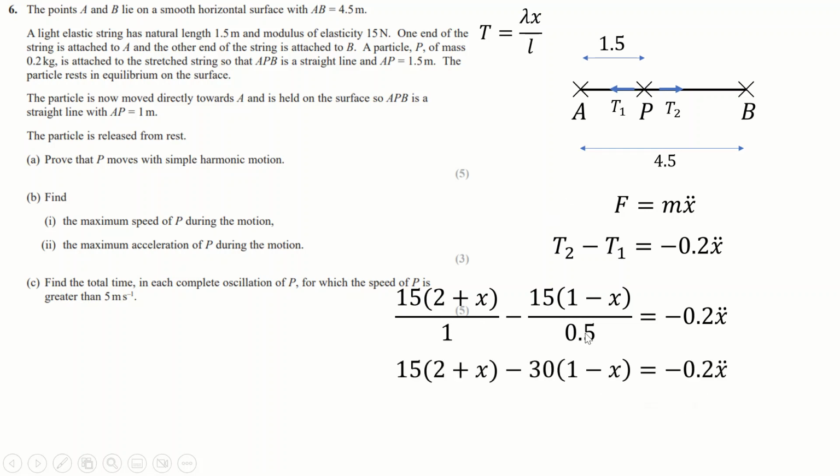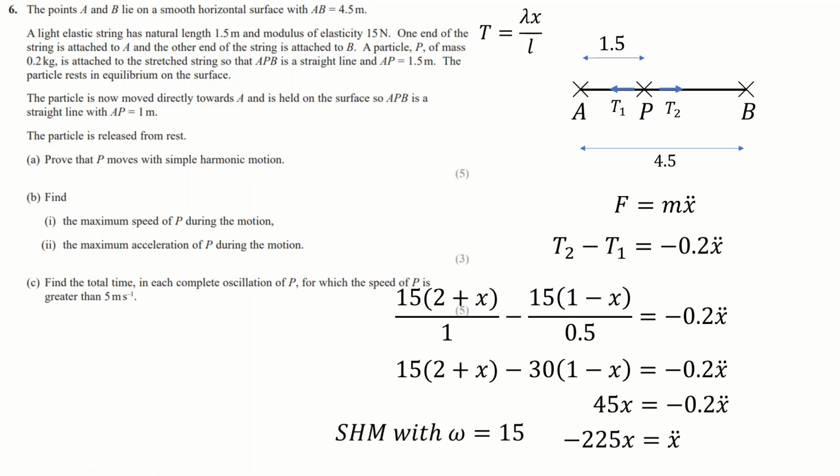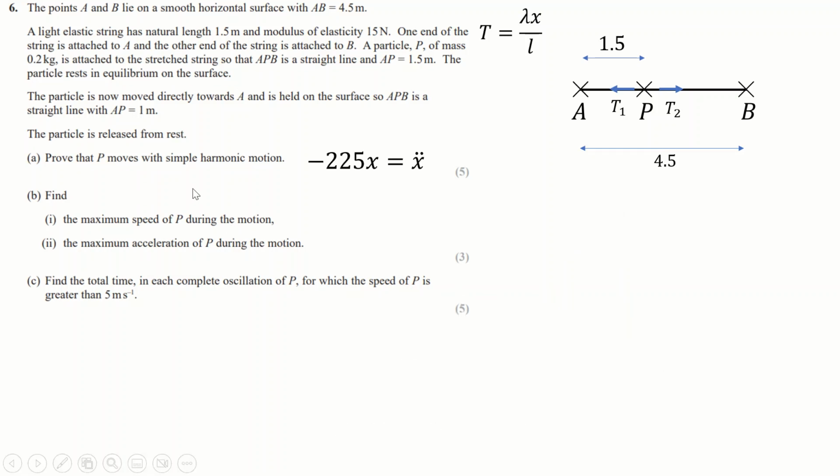We can obviously tidy this up, and we'll end up with this. Times everything by 5, we end up with this. This is simple harmonic motion with omega squared equal to 225, so that makes omega 15, and we end up with our simple harmonic motion. Okay, so find the maximum speed.